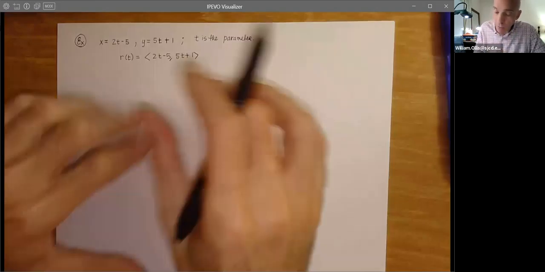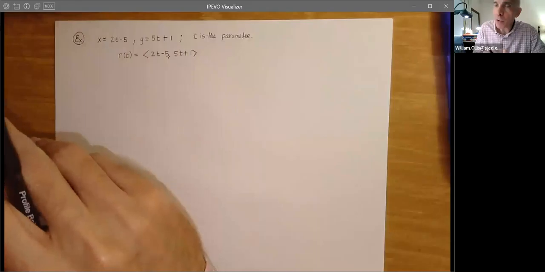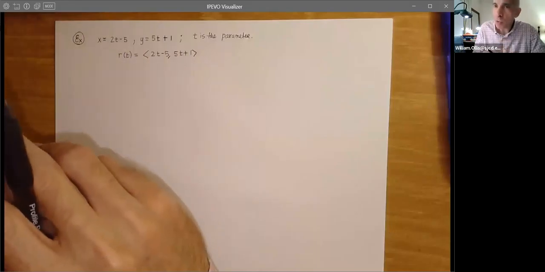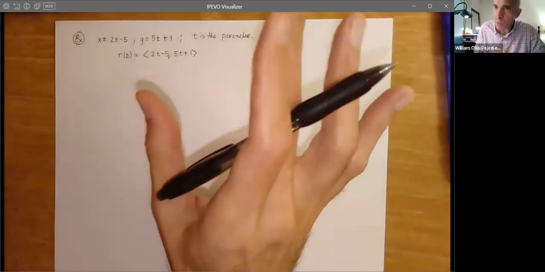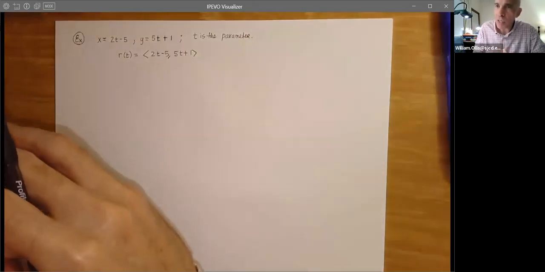And so you're thinking, well, as a vector function, we can think of it like this: 2t minus 5 and 5t plus 1. So you're thinking this would be a curve and we would follow along the curve. Maybe we've got a boat in the lake and it follows this curve.